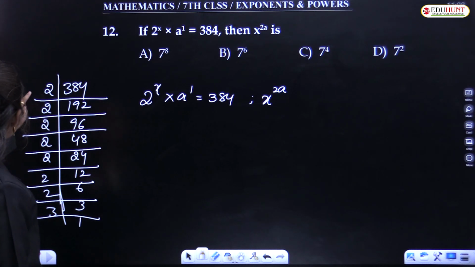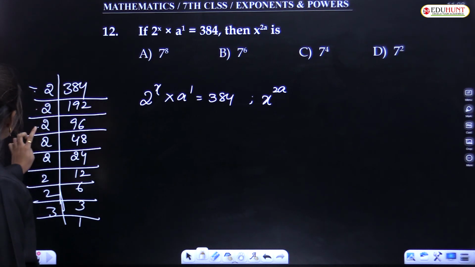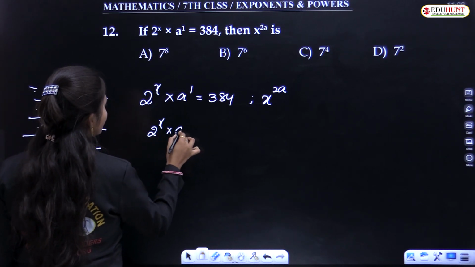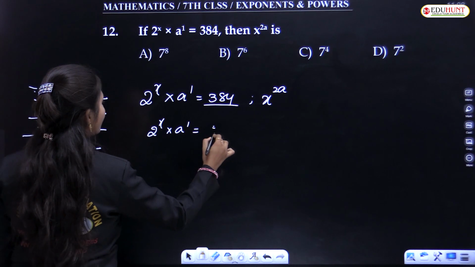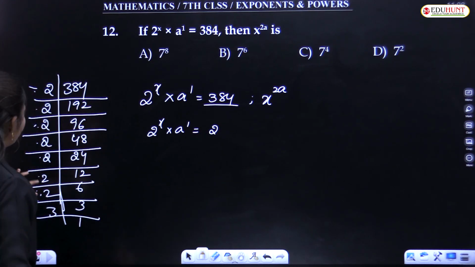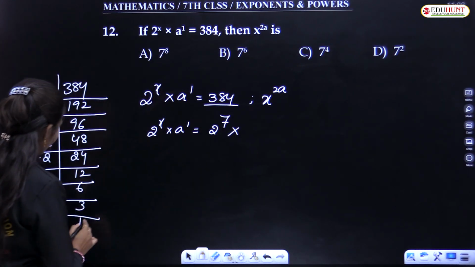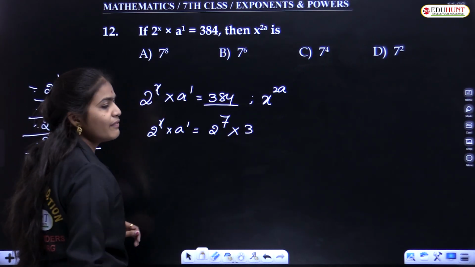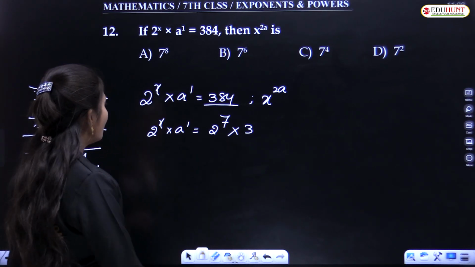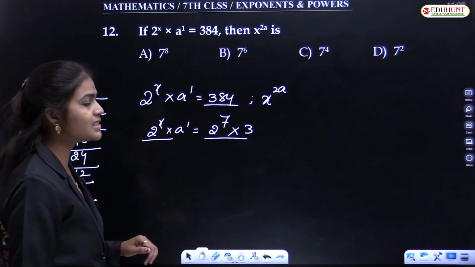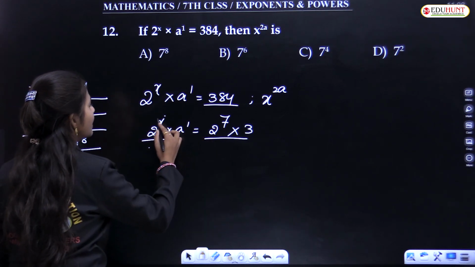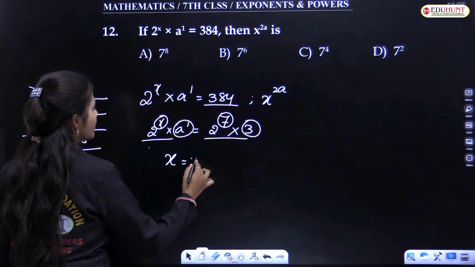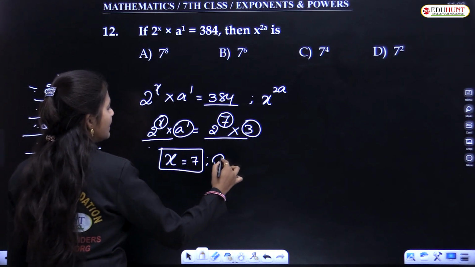Now see that this one we can write as 2 power 1, 2, 3, 4, 5, 6, 7. So we can write 2 power x into a power 1 is equal to 2 power, how many times? 3 plus 3 plus 1, 7 times, into another prime number, that is 3. So into 3 is the prime factorization of 384. Now when you observe LHS and RHS, we can say that x is equal to 7 and a is equal to 3.